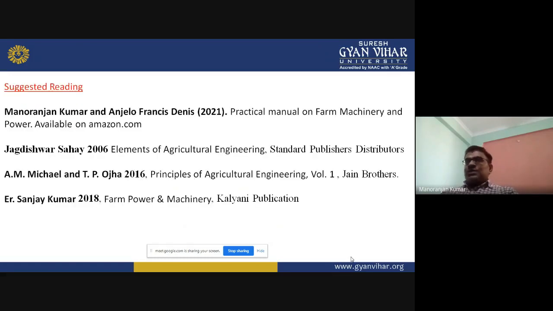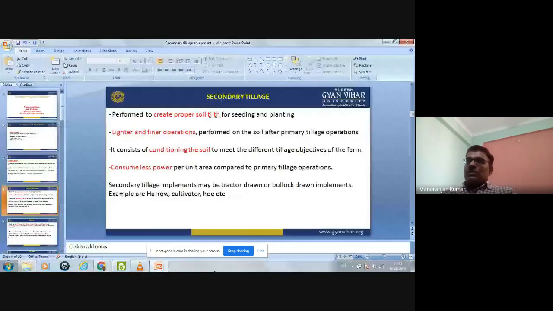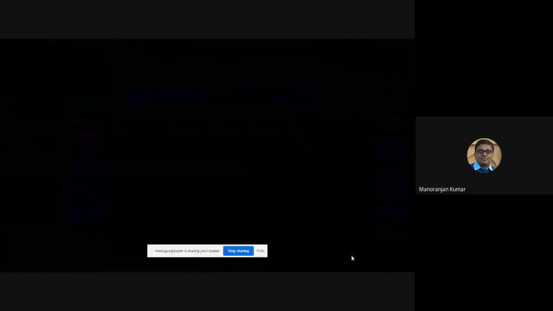So students can refer to these books for this topic: Practical Manual on Farm Machinery and Power, Element of Agricultural Engineering by Jagdishwar Sahai, Principle of Agricultural Engineering, and Farm Power and Machinery. These are some standard books you can refer to for this topic. So let us start the topic, the secondary tillage.